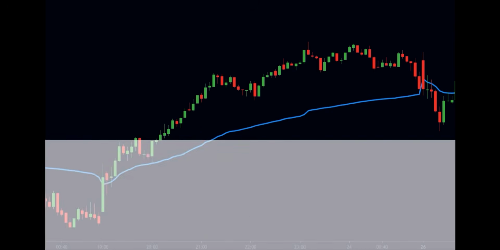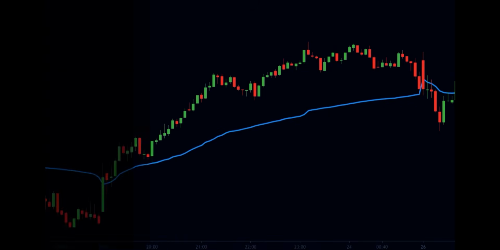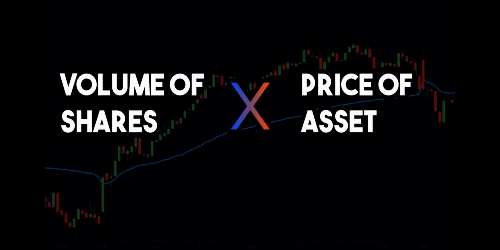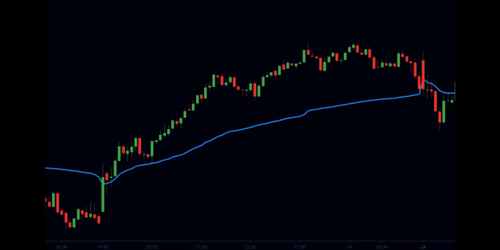the price. In simple terms, the VWAP can be calculated by multiplying the volume of the shares traded with the price of the asset. Then divide the total by the total volume. Hence, the VWAP shows us the fair value of the stock for that particular day.